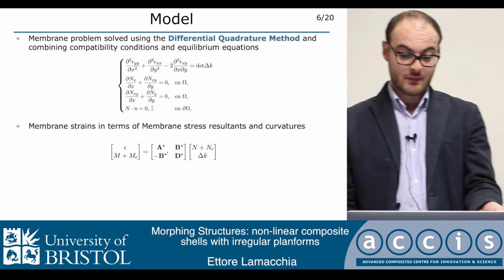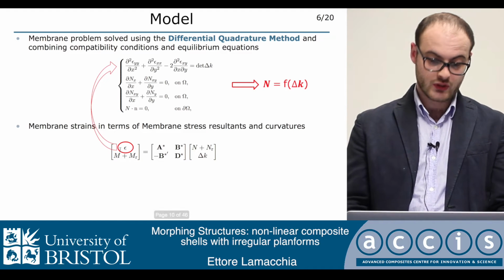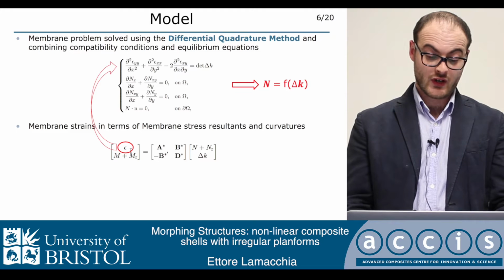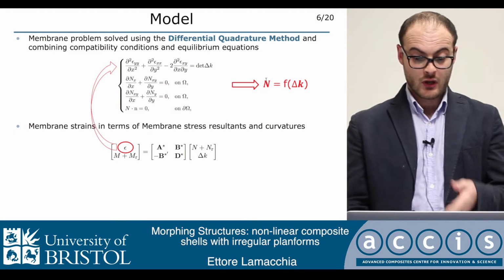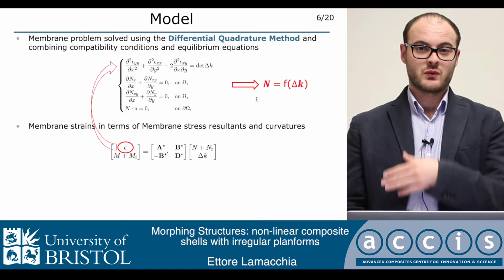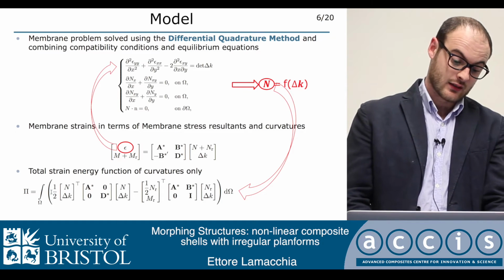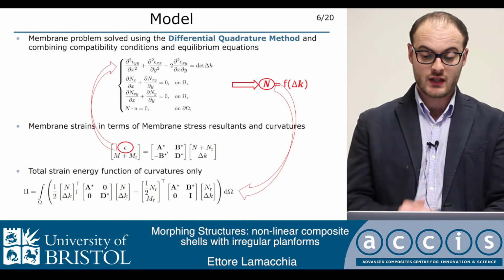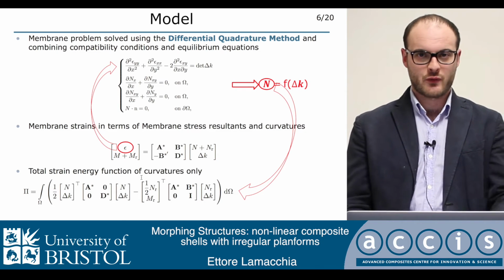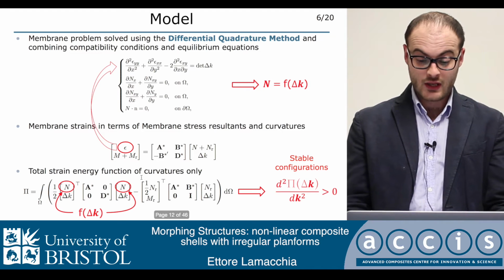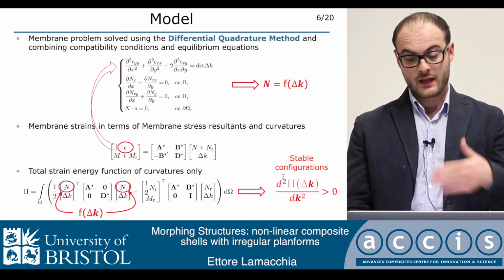Again, by using the semi-inverse formulation of the constitutive equations, we can substitute in the membrane problem the in-plane strains as a function of the in-plane stress resultants and curvatures, obtaining in-plane stress resultants which are now a function of just the curvatures. And by substituting back in the total strain energy the in-plane stress resultants, we get a total strain energy which is now a function of the curvatures, and the Hessian of the energy with respect to the curvatures gives the stability positions.